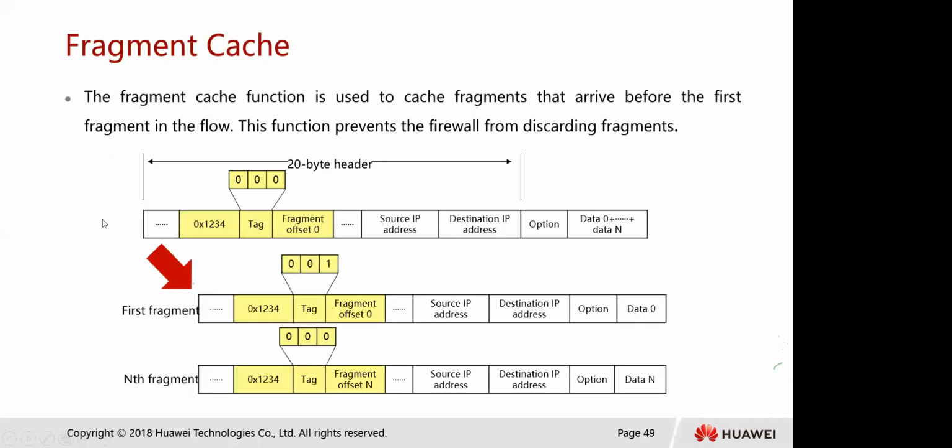Fragment catch. A fragment catch is a function used to catch fragments that arrive before the first fragment in the flow. This function prevents the firewall from disregarding fragments, right? Fragments at which layer of our OSI model?